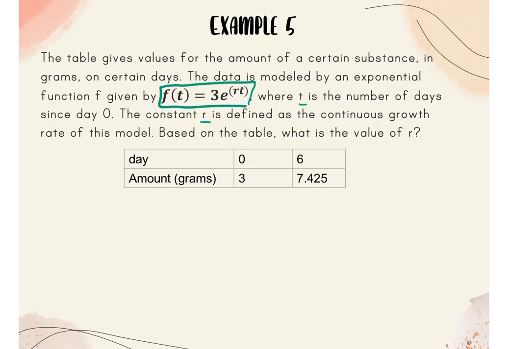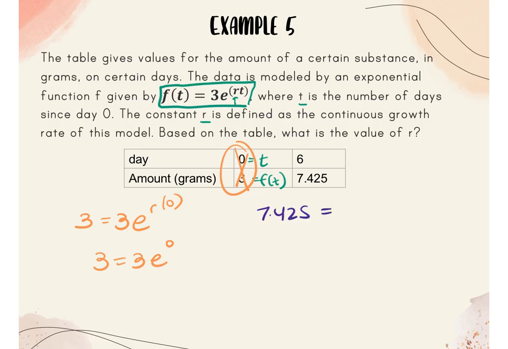So this time, we're given the day, which is the t. We're given the amount of grams, which is the f of t. And you want to find r. So if I plug in, and let's say I just grab this first set, f of t is 3 equals 3 times e to the r, which is what we don't know, t is 0. So I end up with 3 equals 3 e to the 0. And I've lost the r, which means I cannot use the initial value to find r. So let's try the other one.